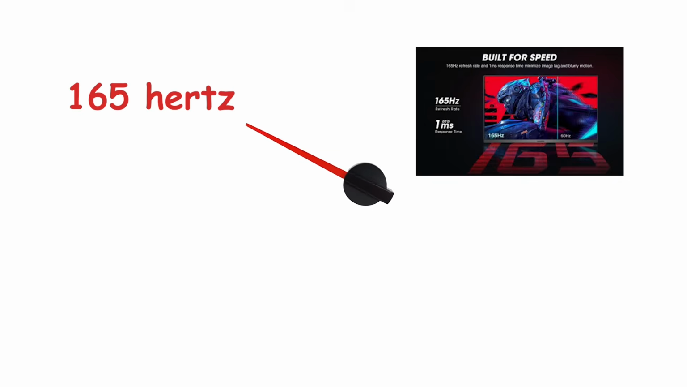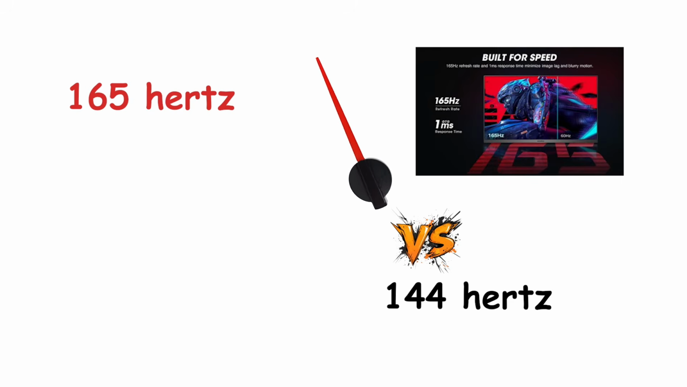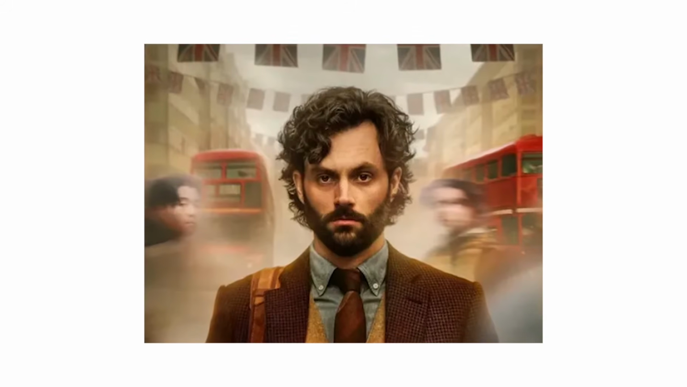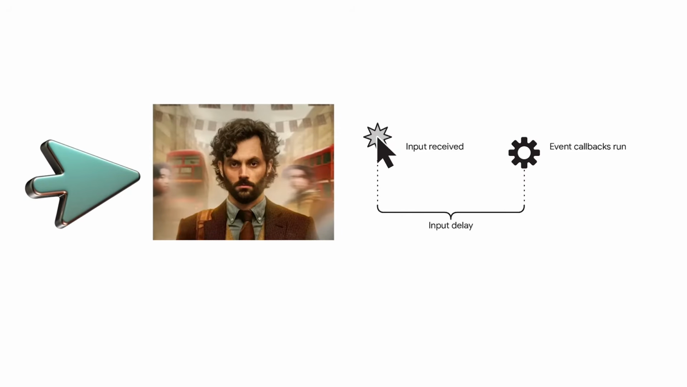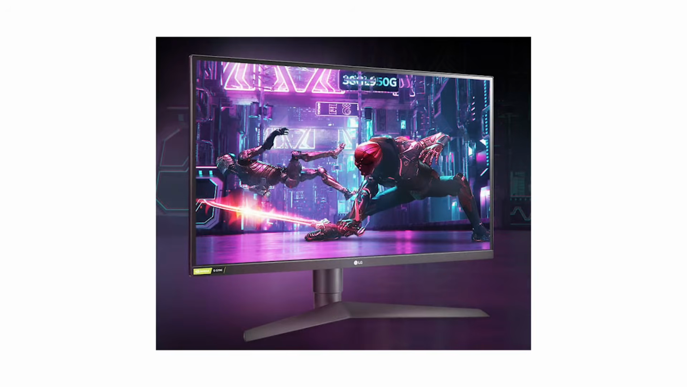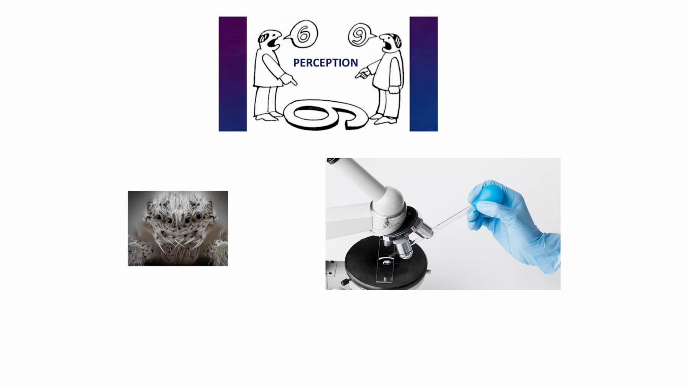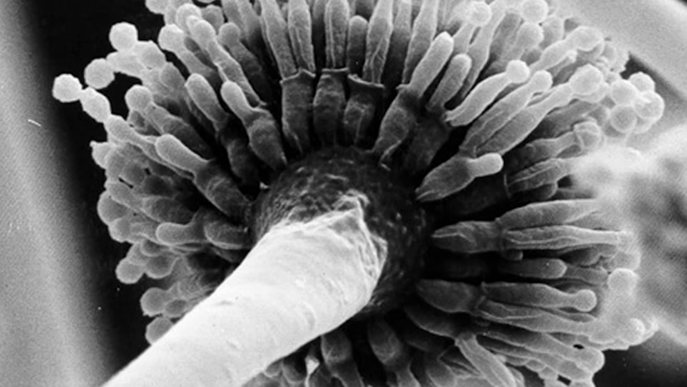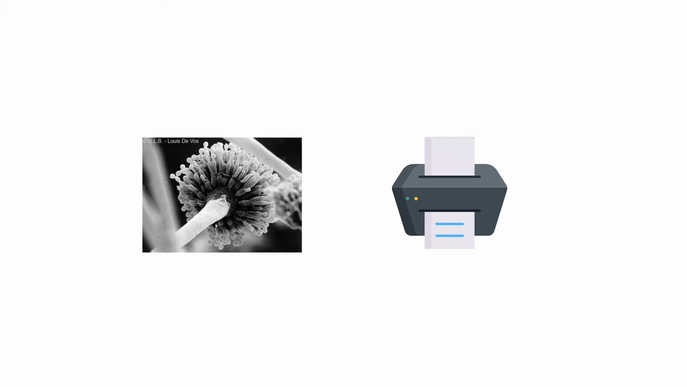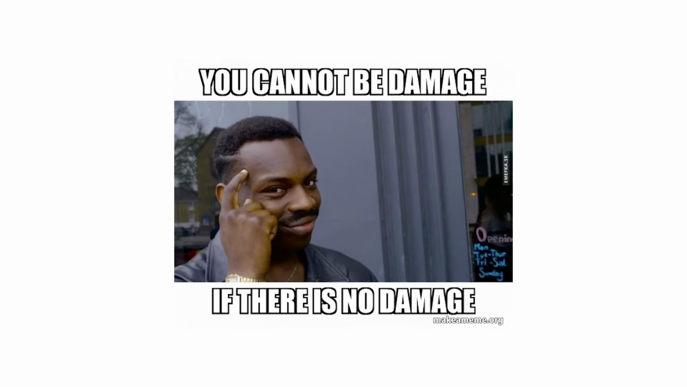Each refresh at this speed takes about 6 milliseconds, which barely moves the needle on motion clarity compared to 144 Hz. You might notice a slightly snappier cursor and a marginally shorter input delay, maybe 1 millisecond, if you run a stopwatch for fun. For actual human perception, the gain is microscopic. It exists mostly to give product pages something shiny to print in bold letters. Still, there is no real harm in it.